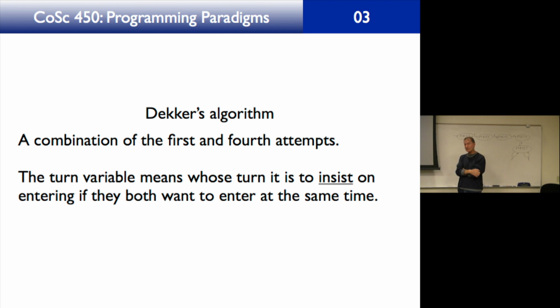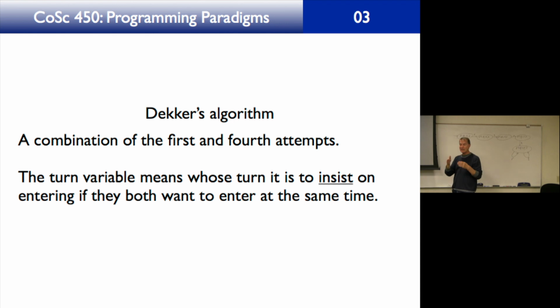Now, what did the first attempt have in it? A variable called what? Remember the very first one? Well, turn, right? Whose turn it was. We force them to take turns. It's whose turn it is.